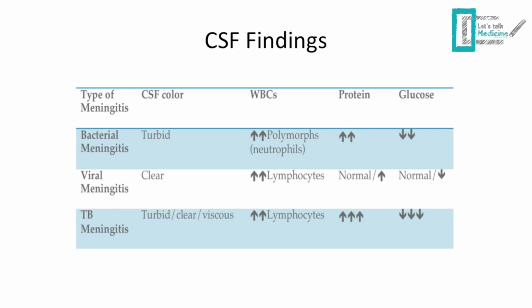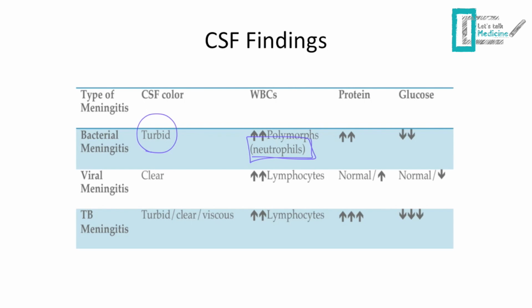In bacterial meningitis, the CSF color is going to be turbid. Turbid means that it's going to be milky, and this is because of the pus secretion of the organisms, and pus secretion is because of the neutrophils trying to defend the CNS. So the most important white blood cells in bacterial meningitis are the neutrophils, which are going to be raised.